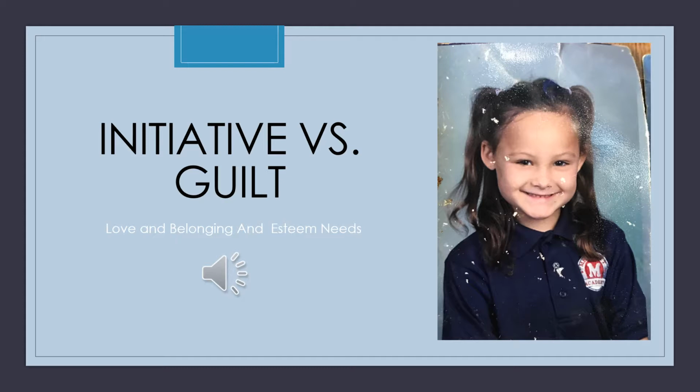In this stage, love and belonging and esteem needs are met because a child has to feel like they are loved and like they belong, and the esteem needs are met because the child is feeling like they are important, like they do matter to what they are asking, and they're not bothering their parents.